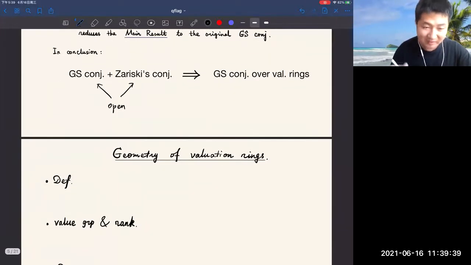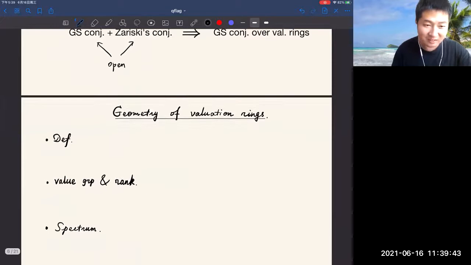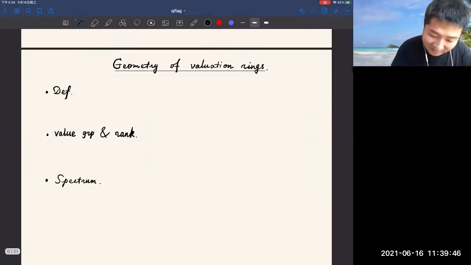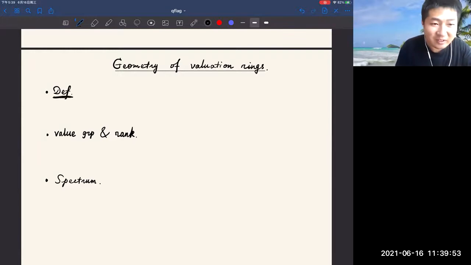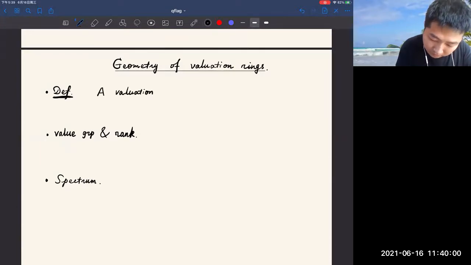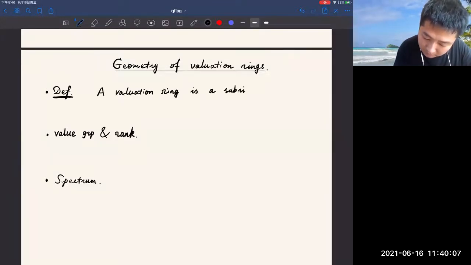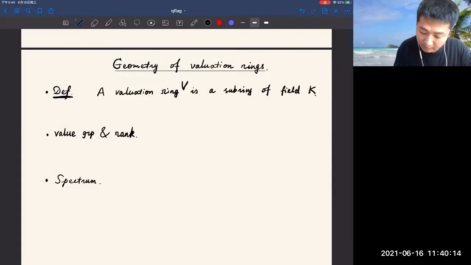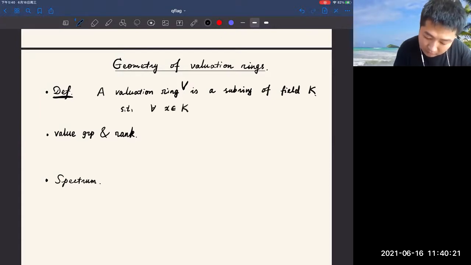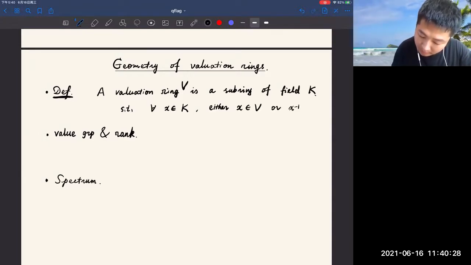Now, before we go on to the proof, we first recall the geometry of valuation rings. The first is the definition of valuation rings. A valuation ring V is a subring of a field such that for each element in the field, either this element is already in V, or its inverse is in V, or both.